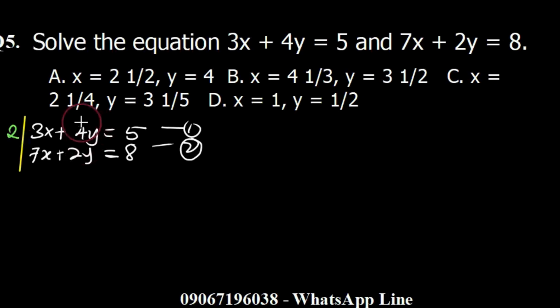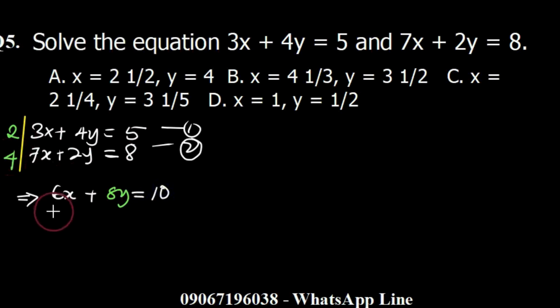What's the coefficient of y in equation 1? Look at it here, which is 4. I'm going to use that to multiply everything in equation 2. So if we do that, what do we have? From equation 1, 2 times 3x is going to give me 6x, plus 2 times 4y is going to give me 8y. And this is going to equal 2 times 5, which is 10.